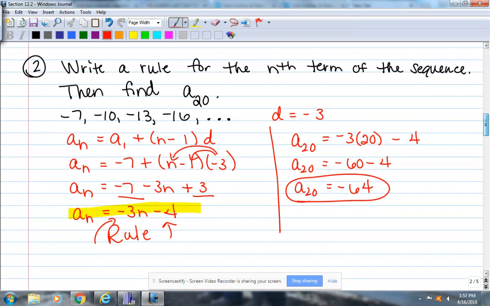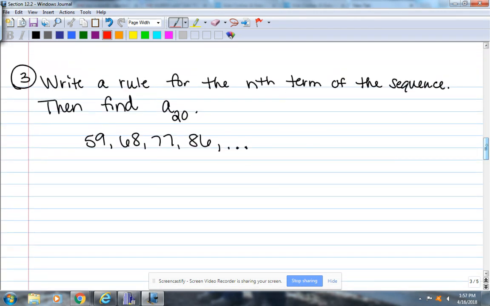Let's do another one like this one. Same kind of problem. It's just another example. It says write a rule for the nth term of the sequence and then find a sub 20. So we're finding a sub 20 again, but we also have to find our own rule for this sequence. So we're going to use that same formula. A sub n equals a sub 1 plus n minus 1 times d. I keep forgetting my plus sign. Forgive me.